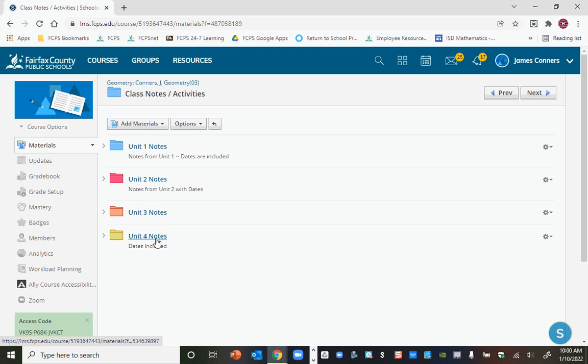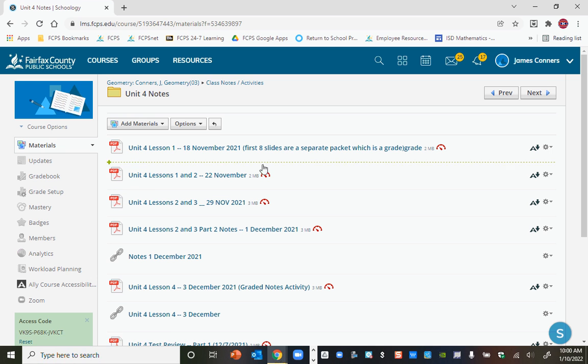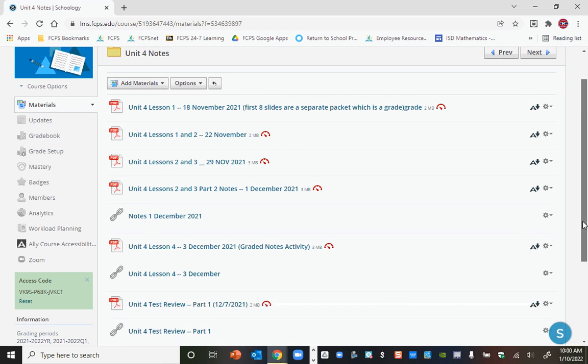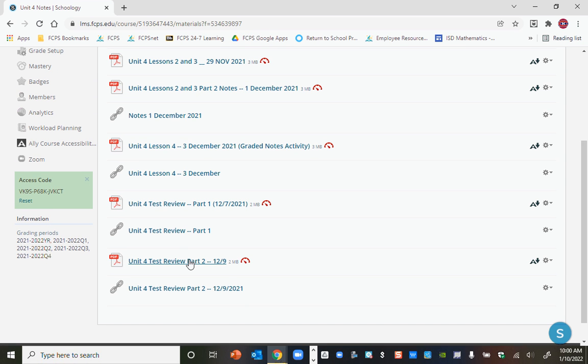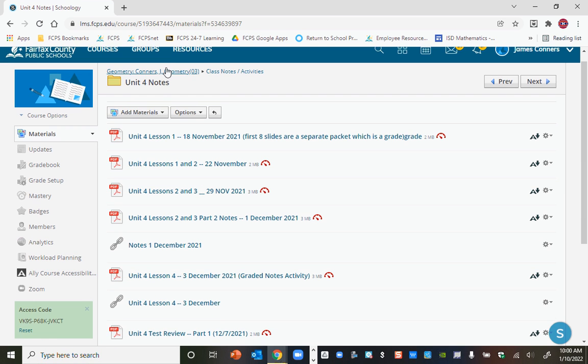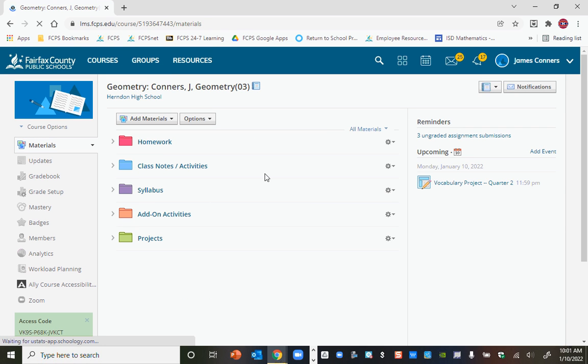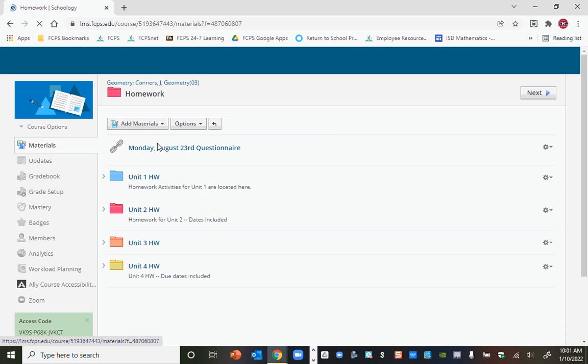Well, Unit 4 notes, we should have, for instance, notes. There should be some recordings as well, or links. I think these are links. These are test reviews, links to the test review. And that should be the recording part. The PDF should be the paper part. Write down your notes, and then your homework, of course.